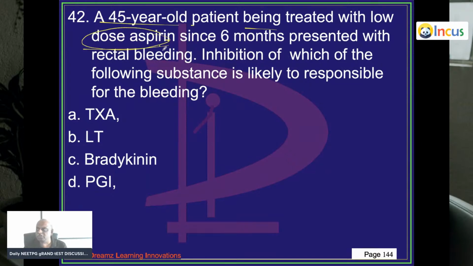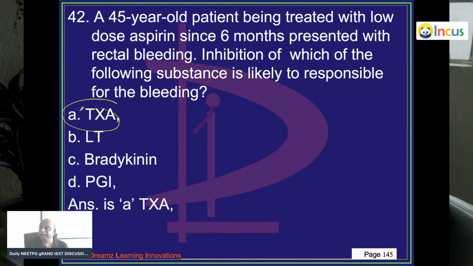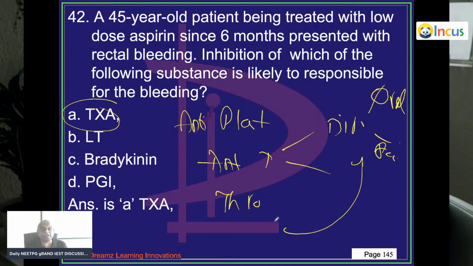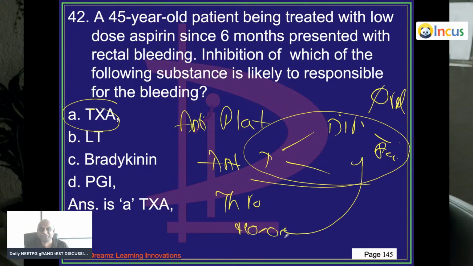A 45-year-old is being treated with low dose aspirin and presented with rectal bleeding. How does aspirin act? Basically, it is the thromboxane, right? Once more, what is the dictum? Antiplatelet agents, antithrombotics, thrombolytics. Within antithrombotics, direct thrombin inhibitors. In that, what are oral, what are parenteral, and what are the drugs used if there is an excessive amount of them leading to bleeding? What monoclonal antibody is used?